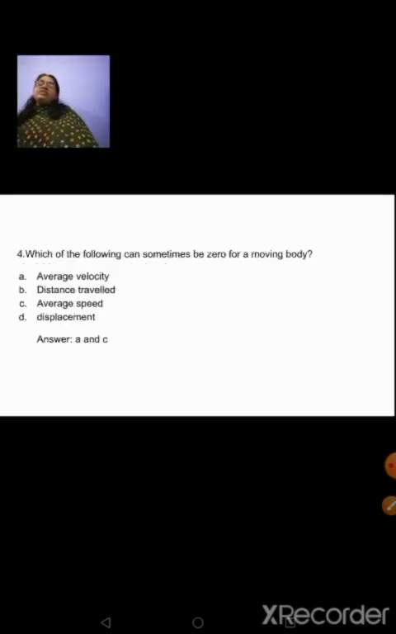Next question. Which of the following can sometimes be 0 for a moving body? Average velocity, distance travelled, average speed, displacement. See, distance is the actual path covered by an object. So when a body is moving, it will actually show some distance that it is covering. Displacement is the shortest distance between your initial and final position. Average velocity and average speed can be 0 for a moving body. Clear? So your options will be A and C.